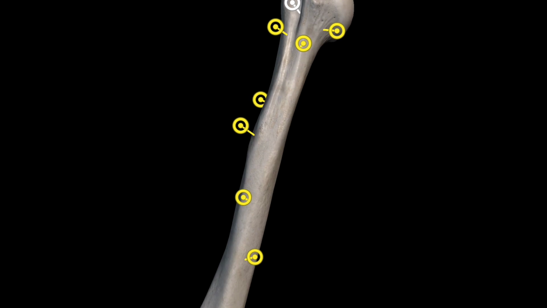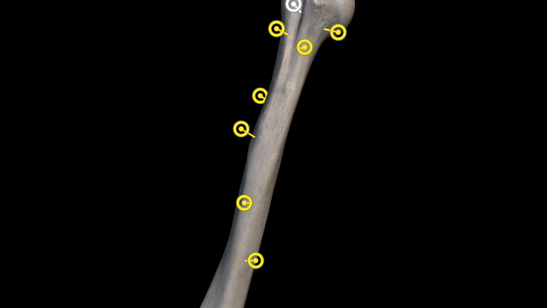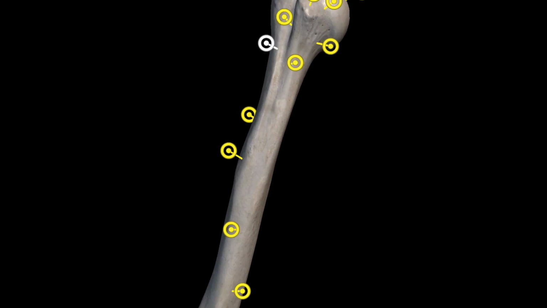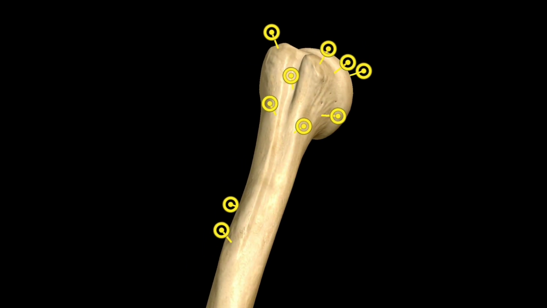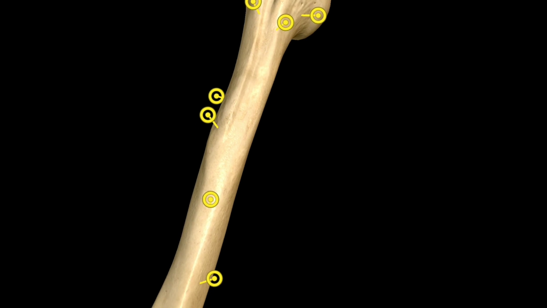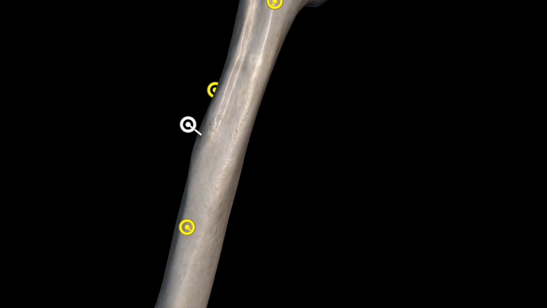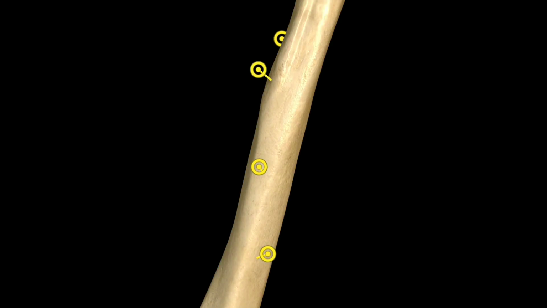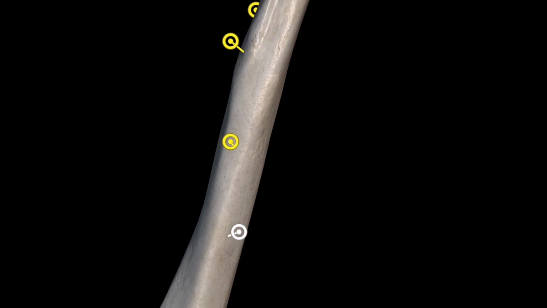Now, this is the anterior side. This is the crest of the lesser tubercle. Here is the crest of the greater tubercle. When you come to the anterior side, you can see the deltoid tuberosity, to which the deltoid muscle is attached. Another thing you can see is the anterolateral surface and the anteromedial surface.